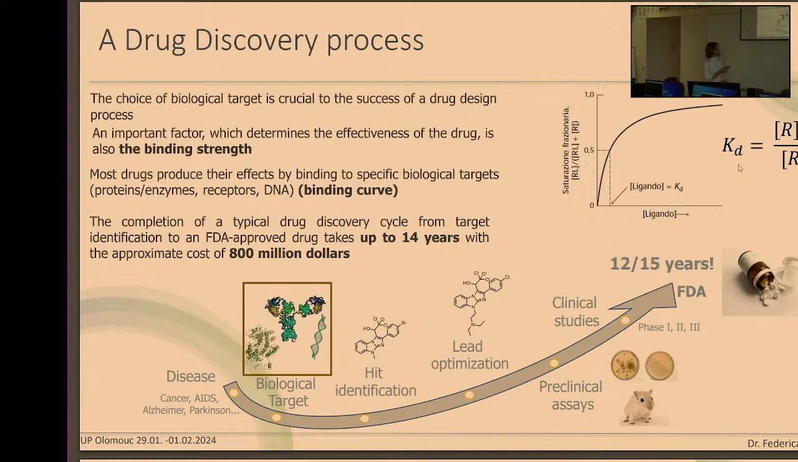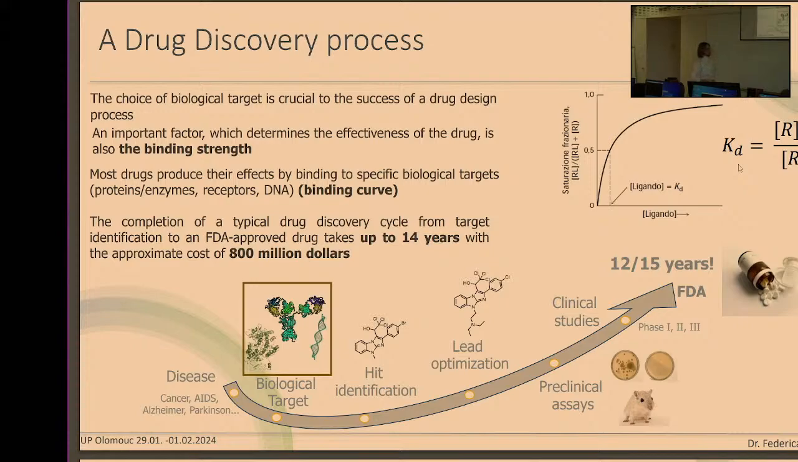In this step, we can have a lead molecule that has quite a good affinity with the target. When we send the lead optimized molecules to preclinical assays, let's say in vitro or in vivo in animals, we can have a molecule with a good activity, in the micromolar or also nanomolar range. When we have successful preclinical assays, the last step is to send them to clinical studies, specifically phase one, phase two, and phase three.